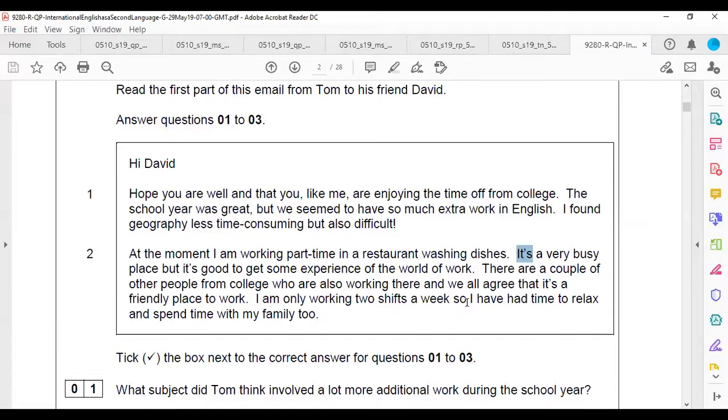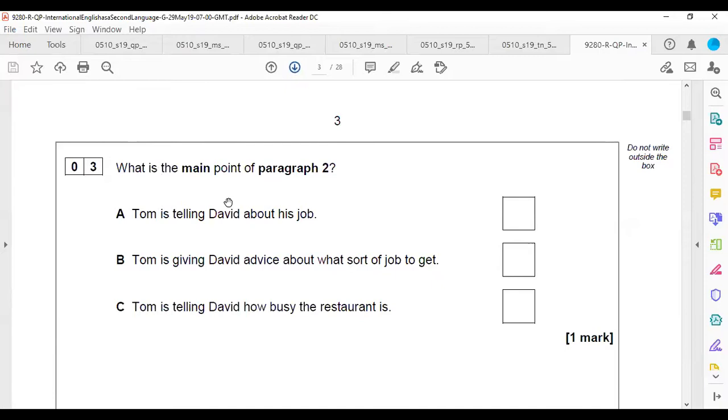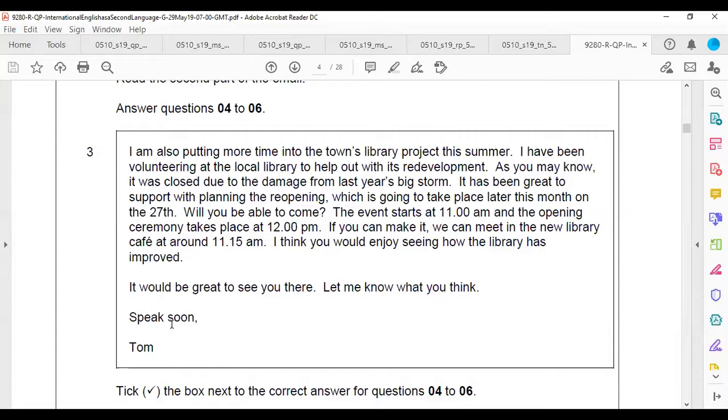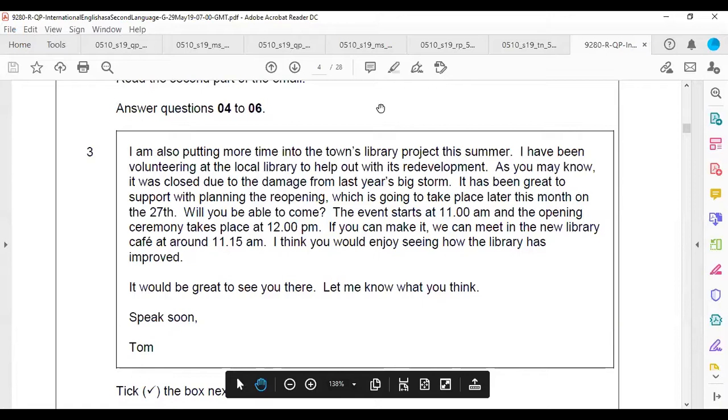This is the first part of the email. Here is the second part. I'm also putting more time and so on. So at the end, speak soon, Tom. Can you see how informal it is? You get it, daughter? Yes, sir, thank you. Most welcome.